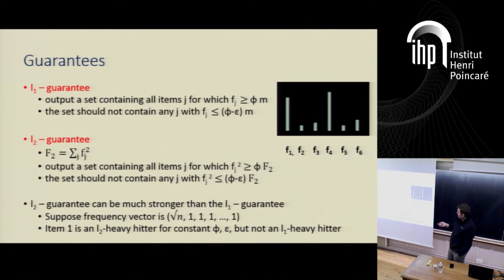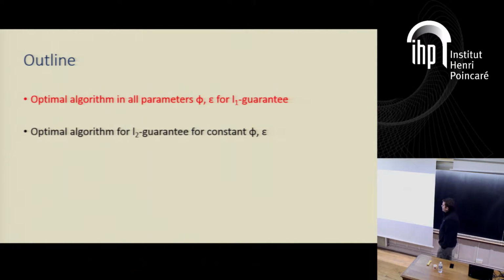So the outline of the talk is as follows. I'm going to discuss two results. First, I'm going to give an optimal algorithm in all parameters, n, phi, and epsilon, achieving the L1 guarantee. If you're familiar with classic data structures like Misra and Gries, we're actually going to do better than Misra and Gries.